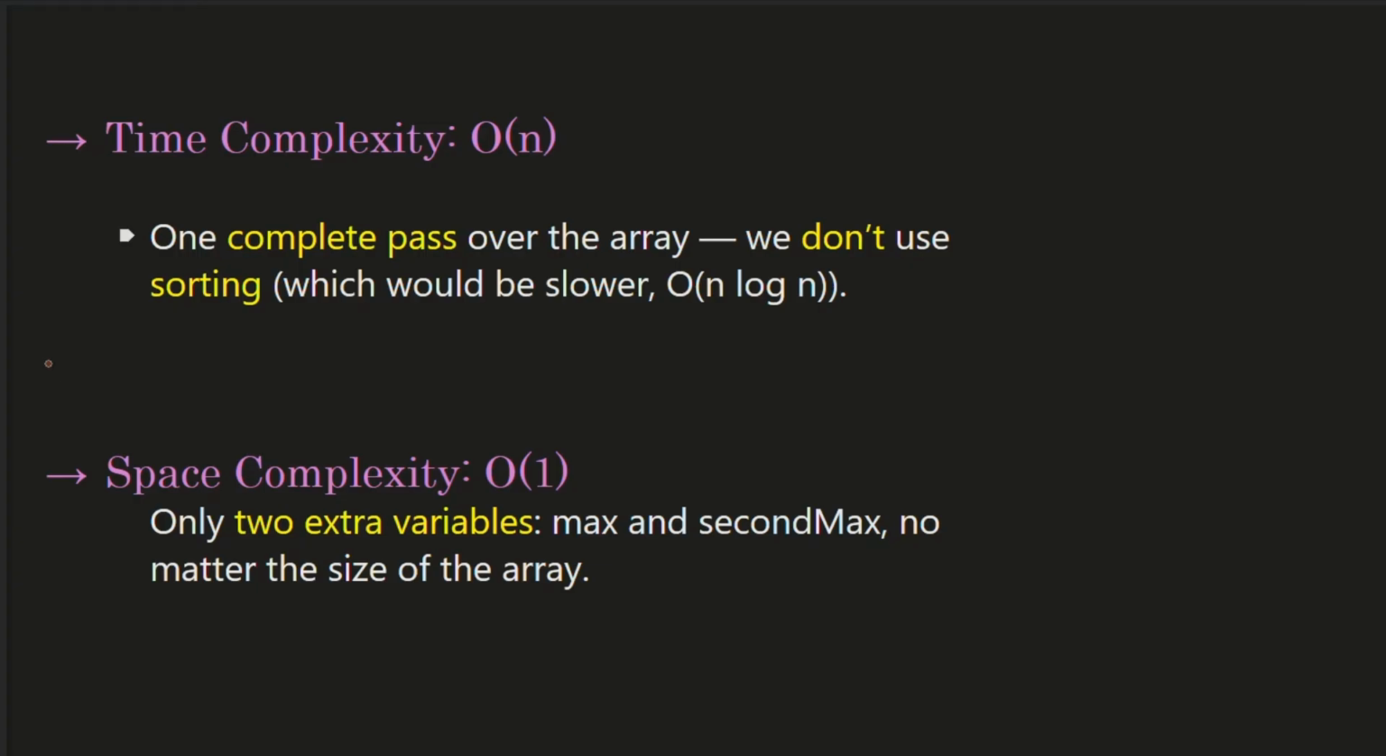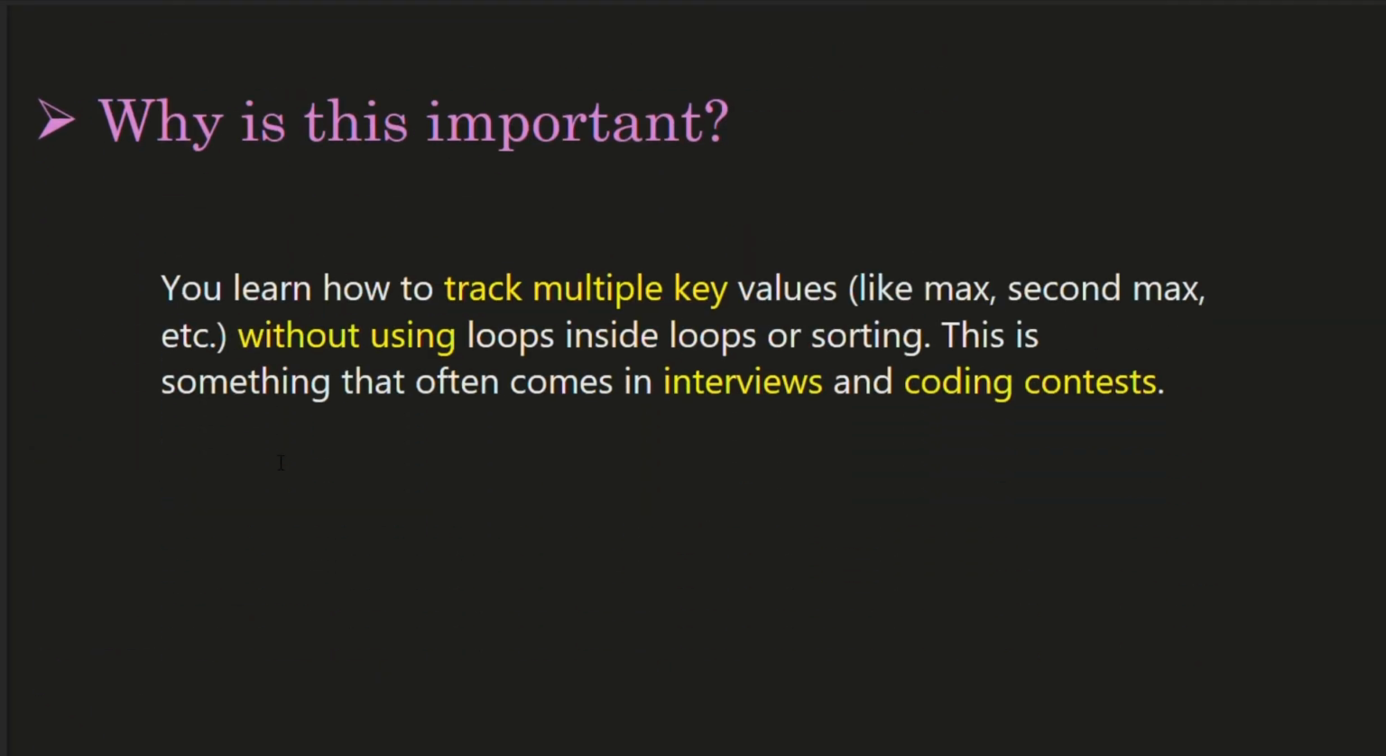Let's discuss the time and space complexity. Time complexity will be O(n), because of one complete pass over the array. We don't use sorting, which would be slower, O(n log n). Space complexity will be O(1), because only two extra variables are used, max and second max, no matter the size of the array. You learn how to track multiple key values, like max, second max, etc., without using loops inside loops or sorting. This is something that often comes in interviews and coding contests.